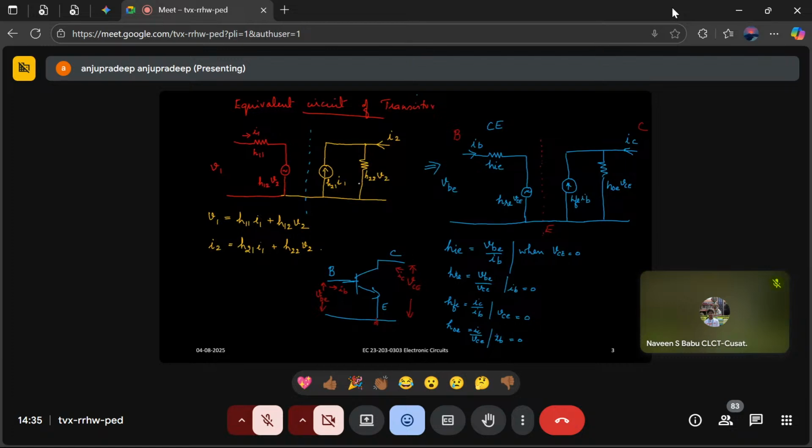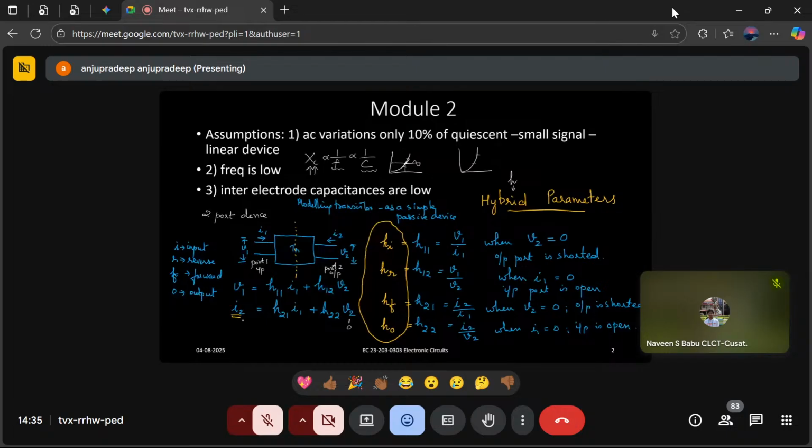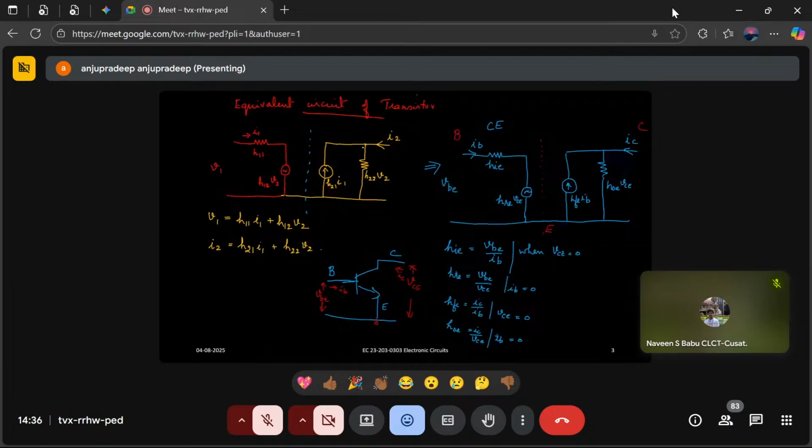Now coming to the second equation. What was the second equation? The second equation is in terms of current. When you have it in terms of voltage, you have Thevenin, and when you have it in terms of current, you have Norton. So it is the Norton equivalent. I2 is equal to H21 I1 plus H22 V2. The Norton equivalent means it is a parallel connection. That is the output side. So this is the equivalent circuit of a BJT. Transistor here means we are talking about a BJT.